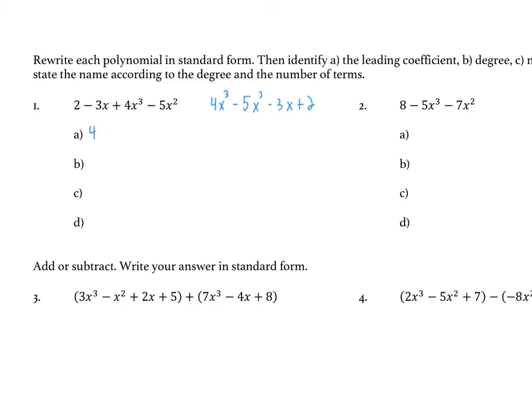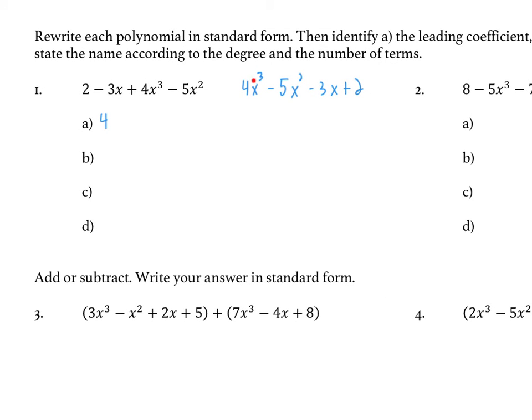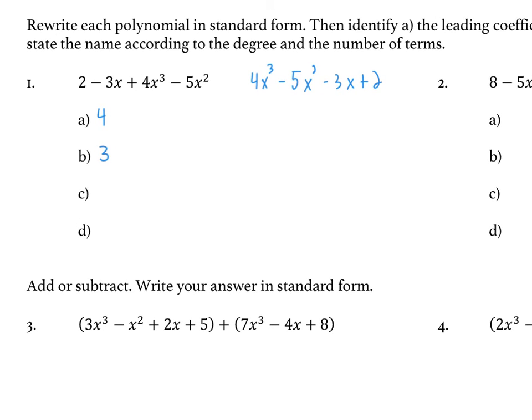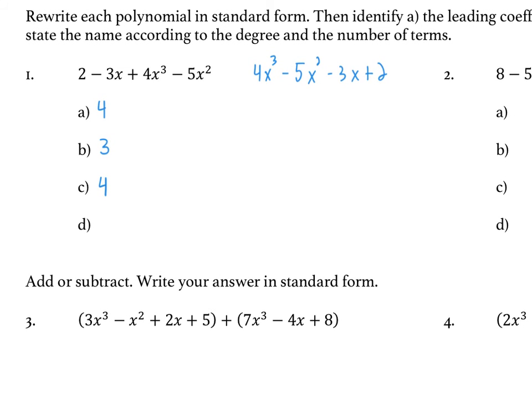Okay, so the degree, biggest exponent, that's 3. The number of terms, just count them, 1, 2, 3, 4. And then the name of it, according to degree and number of terms. So the degree is 3, so it's a cubic. And the number of terms is 4, so it's a polynomial. So cubic polynomial.